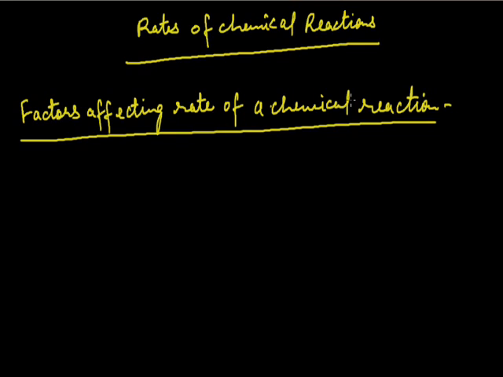The rate of chemical reaction depends upon the following factors. Those are concentration, temperature, catalyst, light, surface area, and nature of reactants. We'll discuss all these factors one by one. The first factor is effect of concentration on reaction rate.